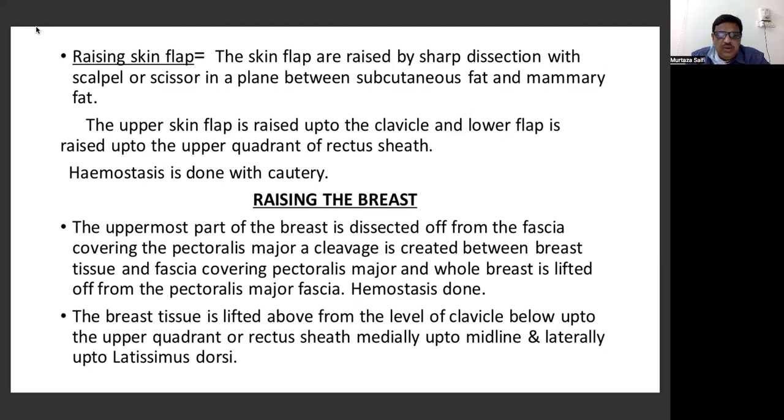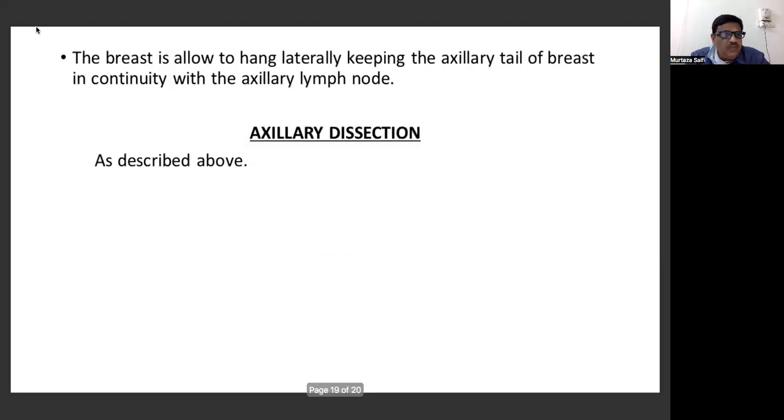The breast tissue is lifted above from the level of the clavicle, below up to the upper quadrant of the rectus sheath, medially up to the midline, and laterally up to the latissimus dorsi side. The breast is allowed to hang laterally, keeping the axillary tail in continuity with the axillary lymph nodes. Axillary dissection as described above should be done.